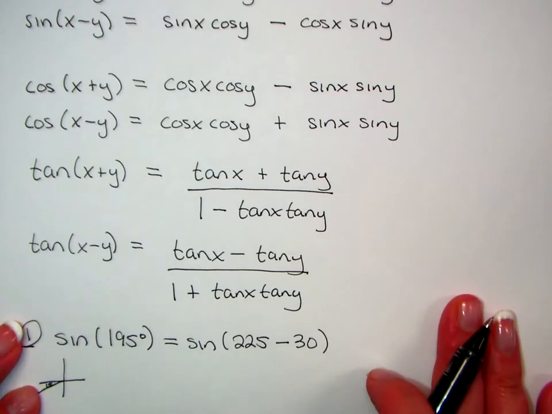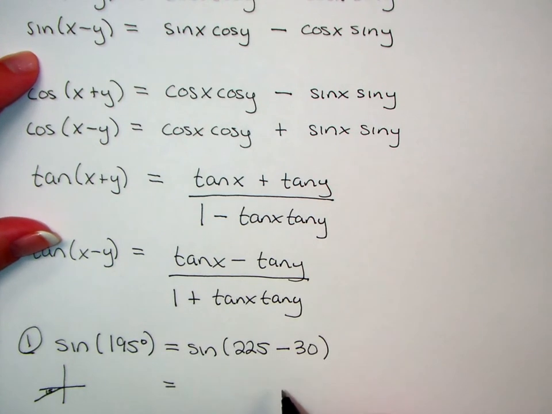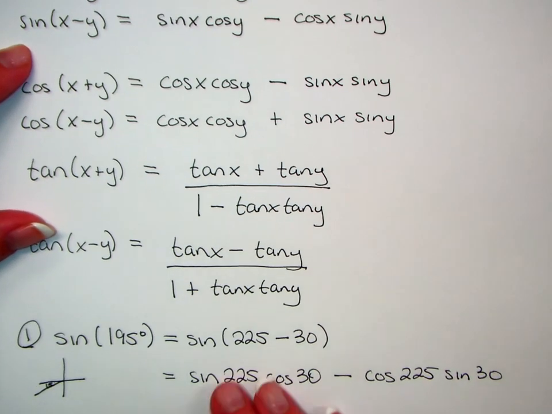So the difference formula for sine, let me bring it back down. We have sine cos minus cosine. So sine of the first, cosine of the second, minus cosine of the first, sine of the second. And these are 4 individual points on the unit circle that we need to evaluate.